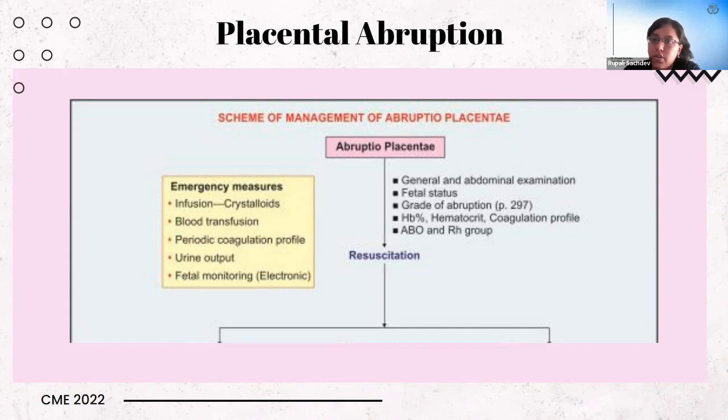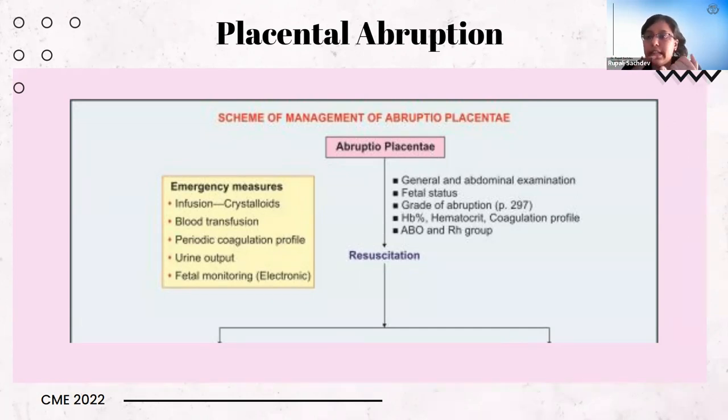And you also do a cardiotocogram. You grade the abruption as we did, class 0, 1, 2, 3. You do their hemoglobin, hematocrit, coagulation profile. Very important, because they can have such severe hemorrhage that you might have to transfuse a lot of blood. You will also do their ABO and Rh grouping.